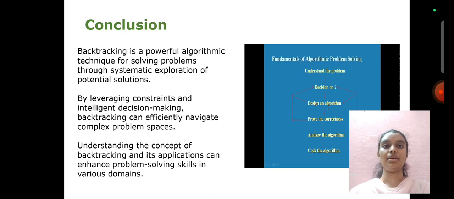The conclusion. Backtracking is a very powerful algorithmic technique for solving problems through systematic exploration of the potential solutions. By leveraging constraints and intelligent decision making, backtracking can efficiently navigate complex problem spaces. Understanding the concept of backtracking and its applications can enhance problem solving skills in various domains. Though backtracking has disadvantages too, it is a very powerful algorithmic technique for solving very high dead end problems.